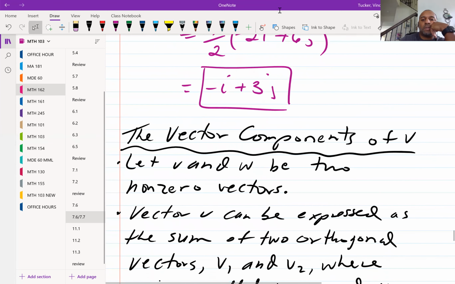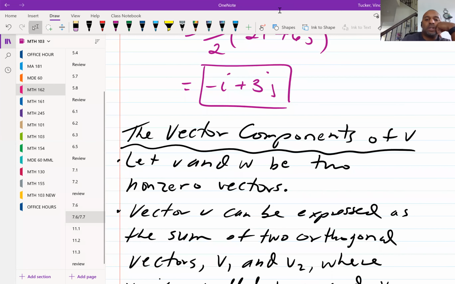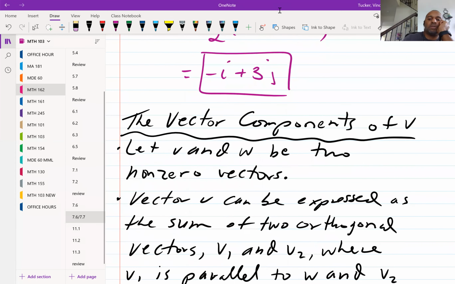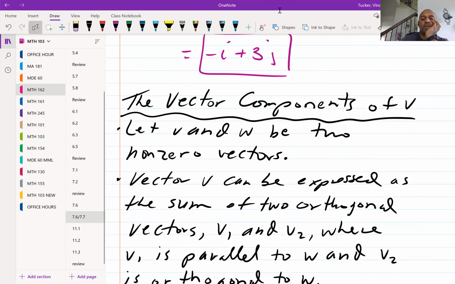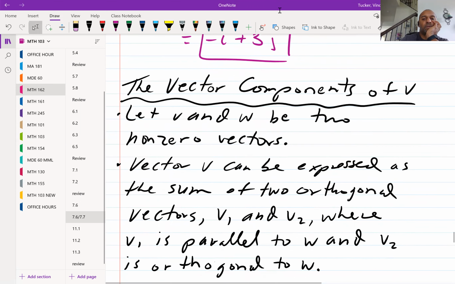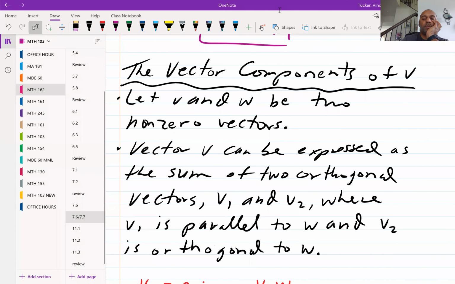Okay, next part, the vector components of V. I'm going to let V and W be two non-zero vectors. The vector V can be expressed as the sum of the two orthogonal vectors V1 and V2, where V1 is parallel to W and V2 is orthogonal to W.